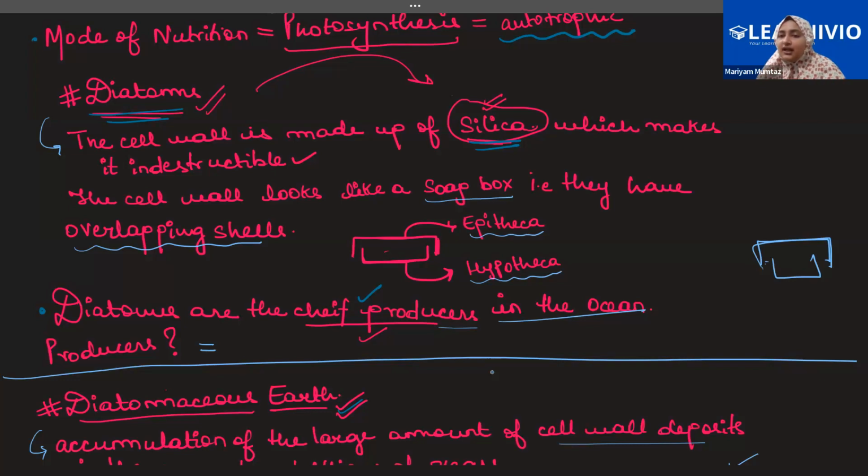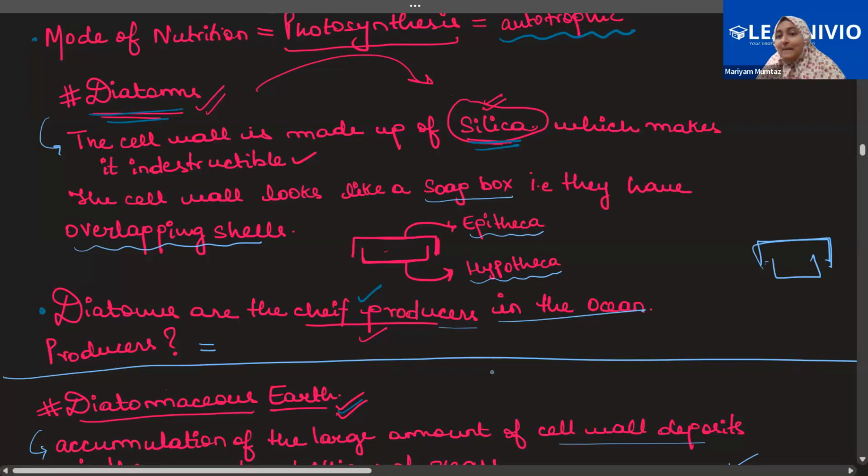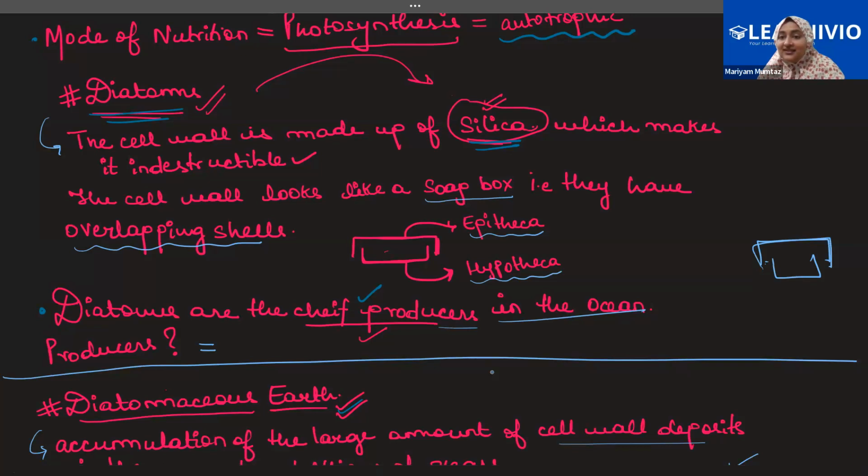Who are the chief producers on the land? Human beings. All the plants. Oh, plants, okay. Yes. I thought producers in the sense of producing things. No, this producer is what you read in 10th. So the chief producers on the land are plants, because they do photosynthesis and provide us food. But in the ocean, the chief producers are diatoms.